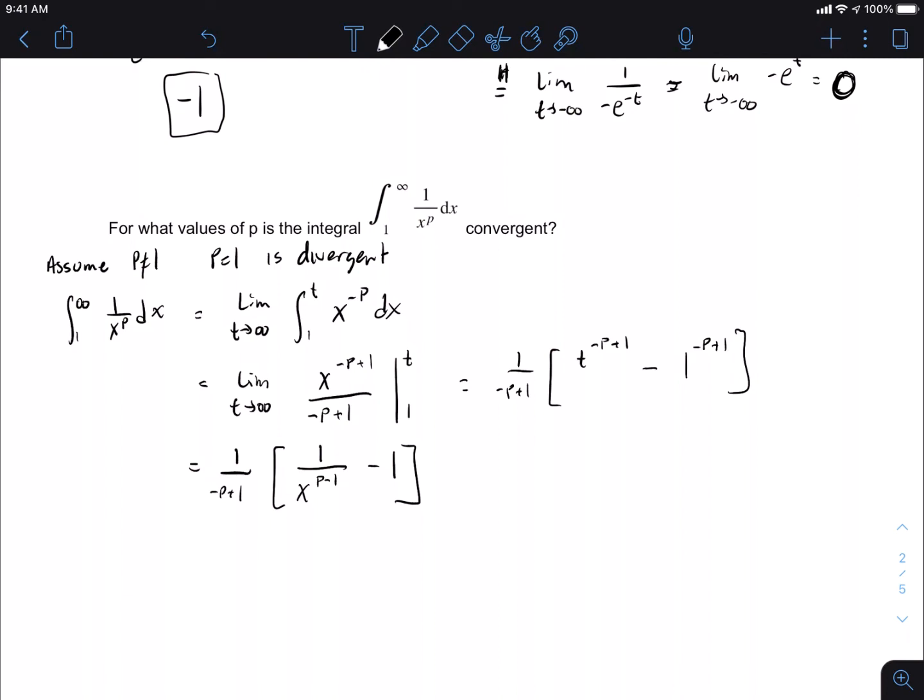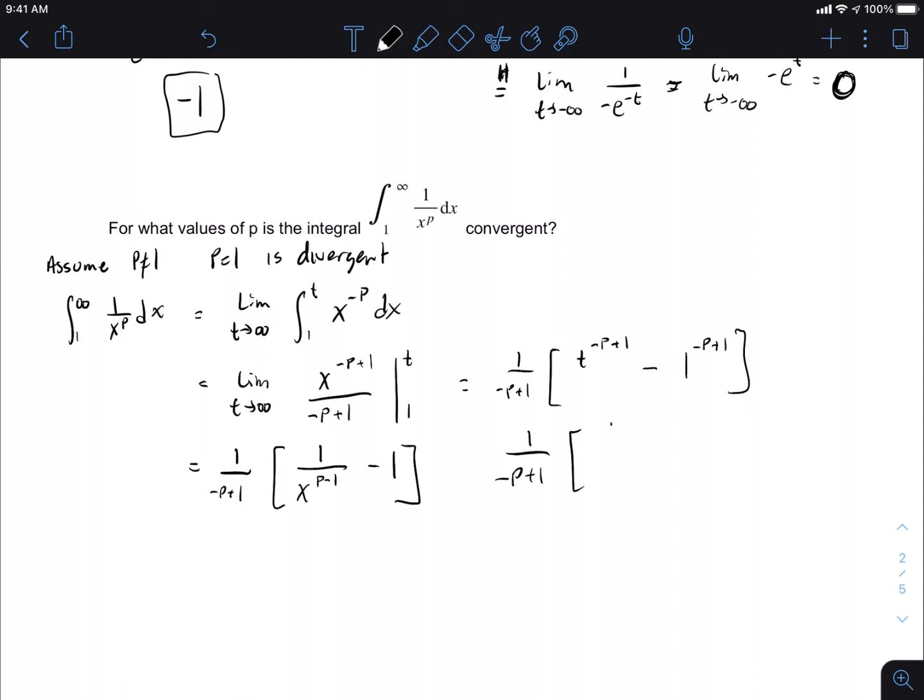Yes. Okay, any value that p becomes, that 1 to that power is going to become, for any p value, what is this going to become? 1. Yeah, it's 1. So I'm going to get 1 over negative p plus 1.